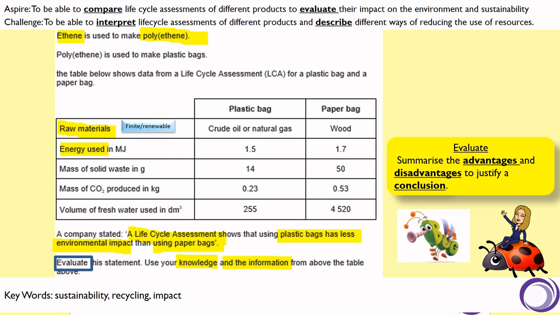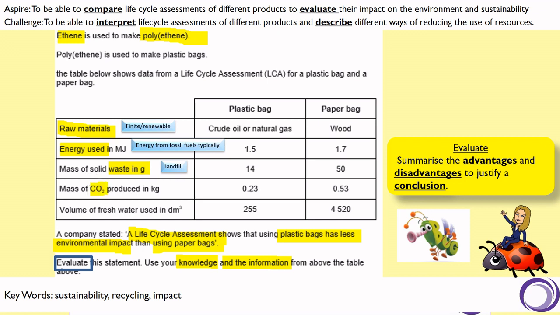Energy used, that implies during the manufacture. So a high energy would be bad, especially because our energy typically comes from fossil fuels. The solid waste, remember this would generally end up in landfill. So a high solid waste would be bad dependent on the type of waste. So if it's biodegradable, then that waste will break down. So it's not as big of an impact to the environment as if it's a non-biodegradable material.